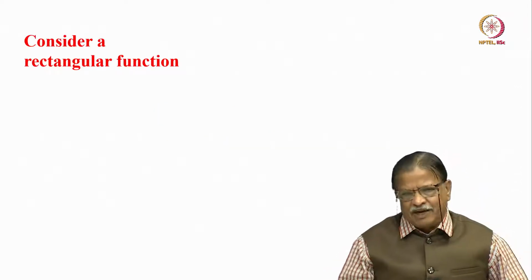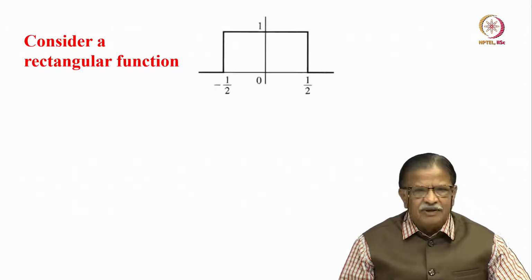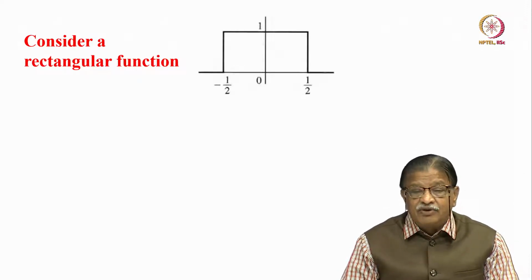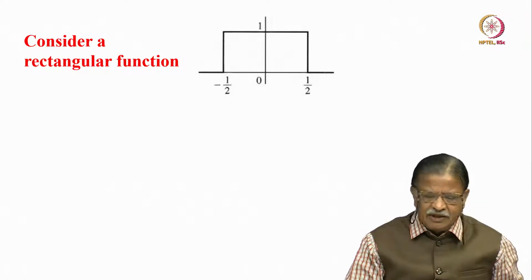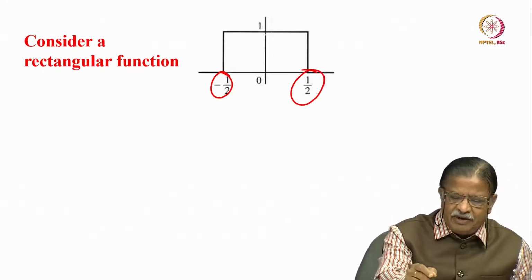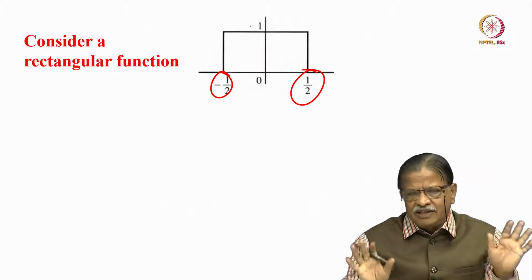Again consider a simple rectangular function. This is a rectangular function. Please note, it is not periodic. It is just a pulse I have written. It is from minus half to plus half is the limit, and the height is 0 to 1. This is the function I have written.